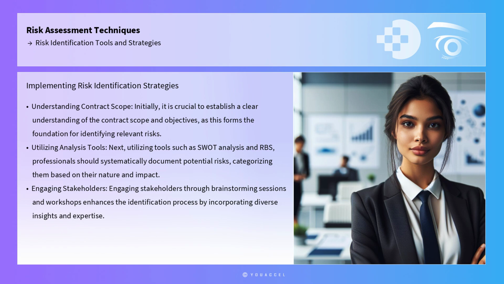To implement these risk identification tools and strategies effectively, professionals should adopt a step-by-step approach. Initially, it is crucial to establish a clear understanding of the contract scope and objectives, as this forms the foundation for identifying relevant risks. Next, utilizing tools such as SWOT analysis and RBS, professionals should systematically document potential risks, categorizing them based on their nature and impact. Engaging stakeholders through brainstorming sessions and workshops enhances the identification process by incorporating diverse insights and expertise.